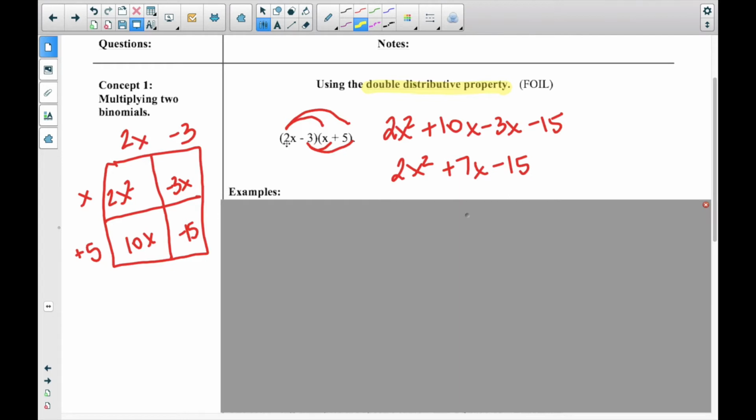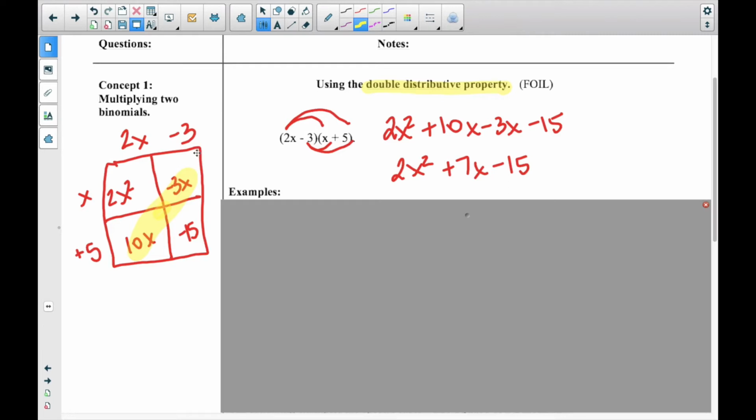Remember to set up your boxes. You put 2x minus 3 on one of the sides, doesn't matter which one, and then the x plus 5 on the other side, and then you multiply to get each box. Now remember also that when you do that, you then have to combine like terms with these terms here. That is something you probably learned in middle school, and it's okay, it's fine.